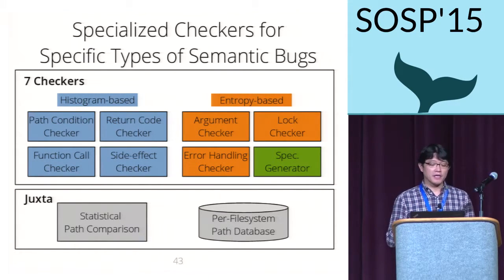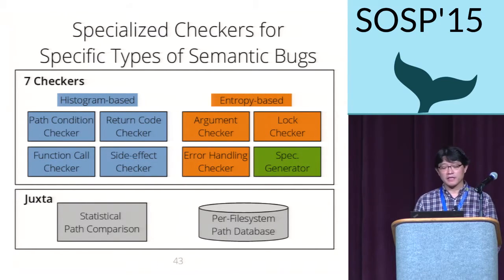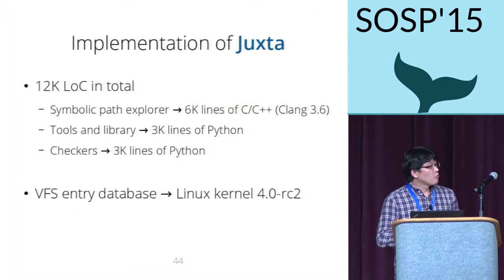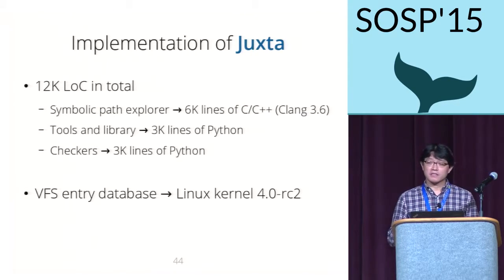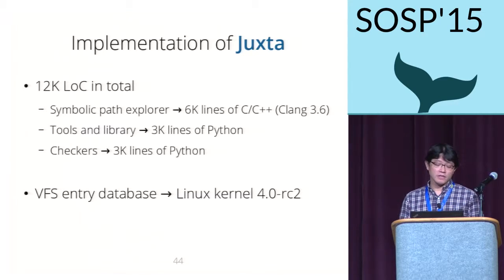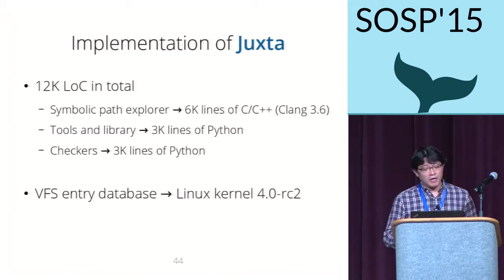Until now, I explained how Juxta creates the path database and how Juxta compares the collected path information using a statistical path comparison method. Based on this, we developed 7 checkers which target specific types of semantic bugs. Our implementation of Juxta is composed of 12,000 lines of code, and for the symbolic execution, we extend the Clang static analyzer. For the statistical comparison and the checkers, we use Python so that other developers can easily extend it with their own checkers and comparison mechanisms. We applied Juxta to Linux kernel 4.0-rc2.